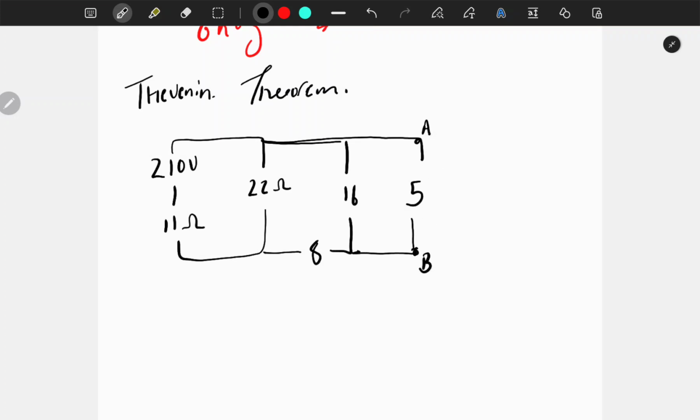Okay, so they want us to find the current at 5. So the question is the current at 5. That is the question, right? So they want to know what the current at 5 is.